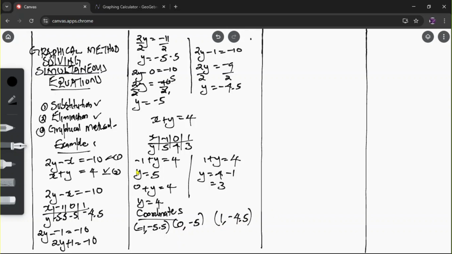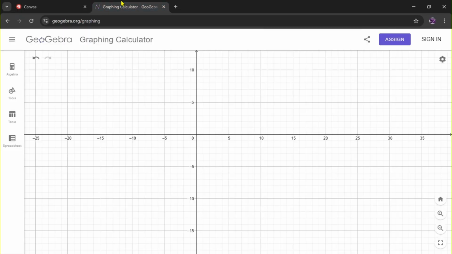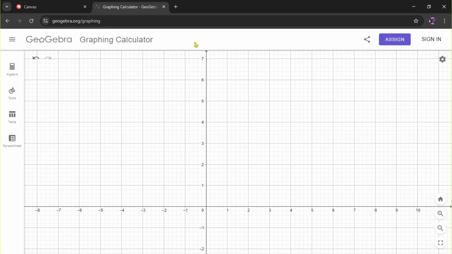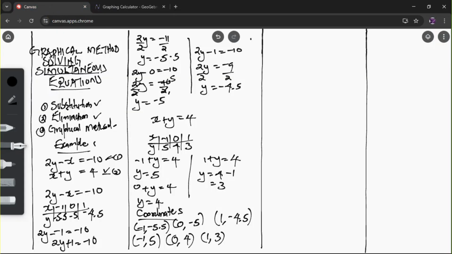And the second table, the values here are minus 1, 5. You have 0, 4. Then you have 1, 3. So you have values like that. So if I come and plot these values, my graph is there. Let me change the scale of the graph so that we start plotting these values.